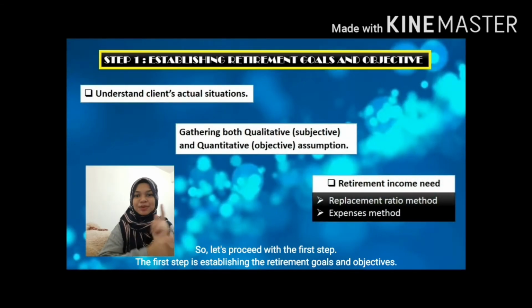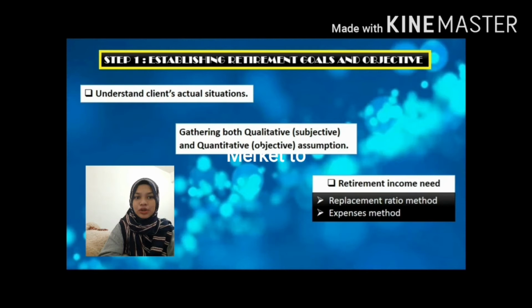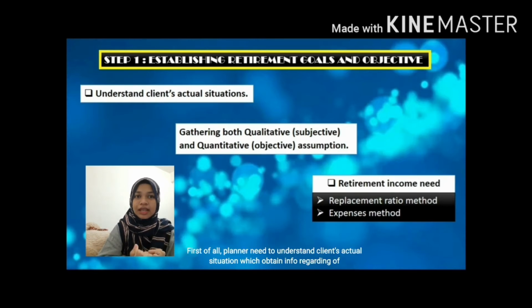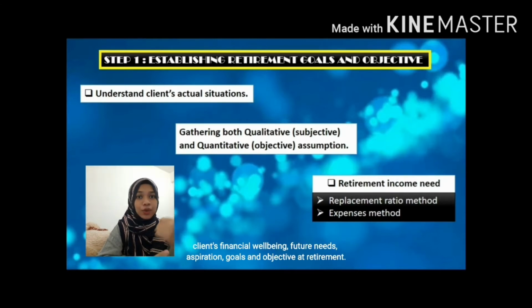So, let's proceed with the first step. The first step is establishing retirement goals and objectives. First of all, the planner needs to understand the client's actual situation, which means obtaining information regarding the client's financial well-being, future needs, aspirations, goals, and objectives at retirement.